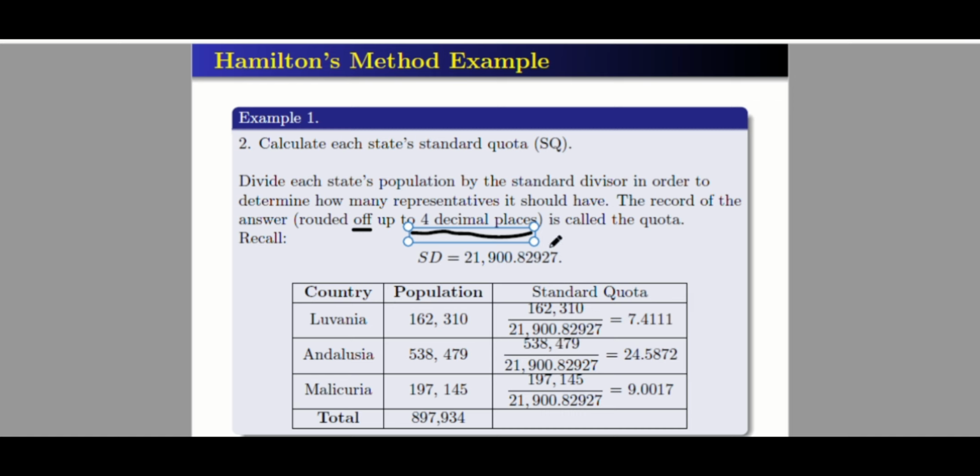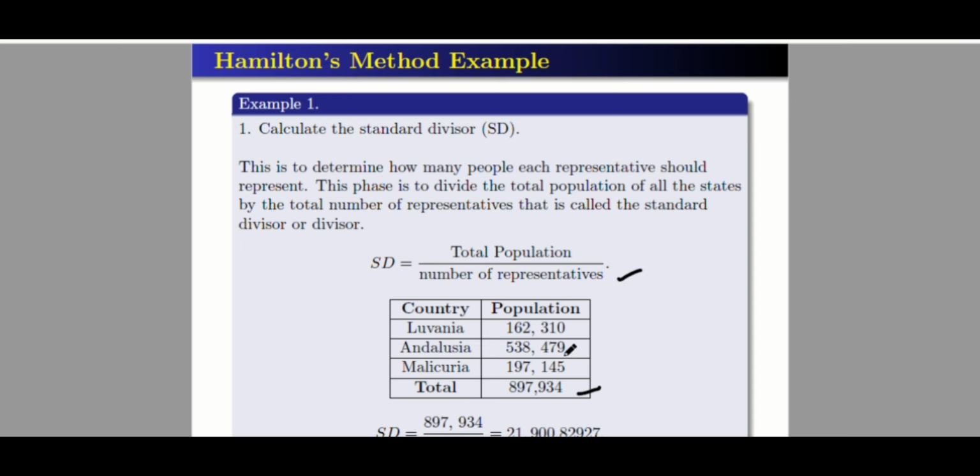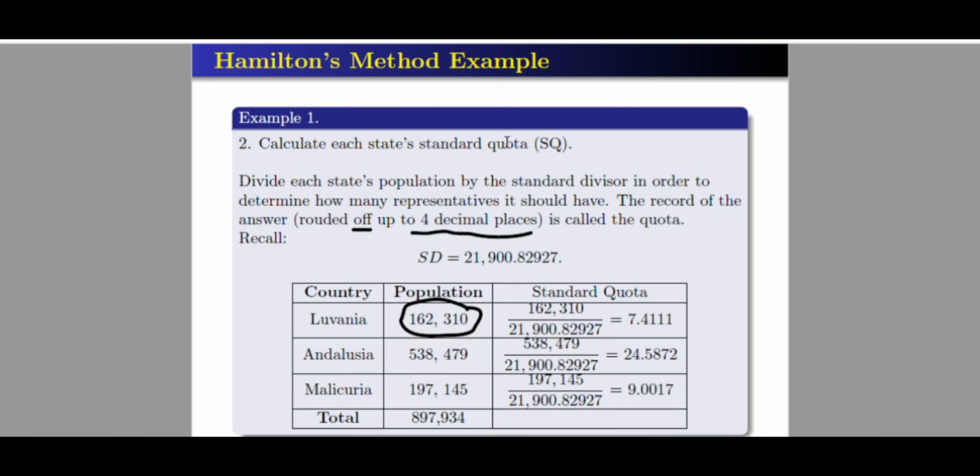So again, we must divide the state's population. This time, each specific population. No, in the previous one, in number 1, it must be the total population. Here, for step 2, it must be the specific population of the country or state. So 162,310 divided by our SD, which is computed in step 1.